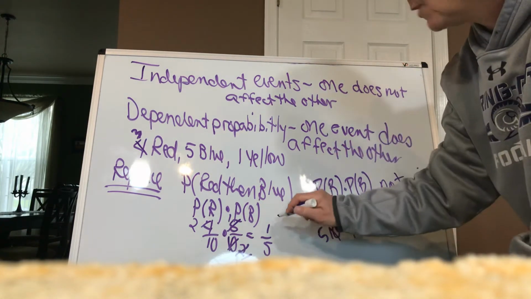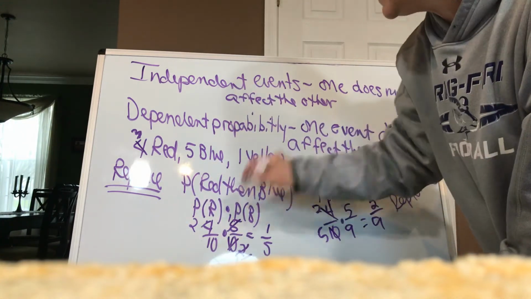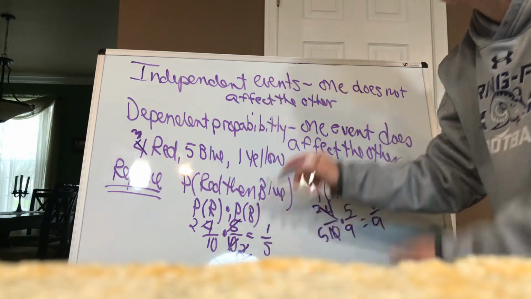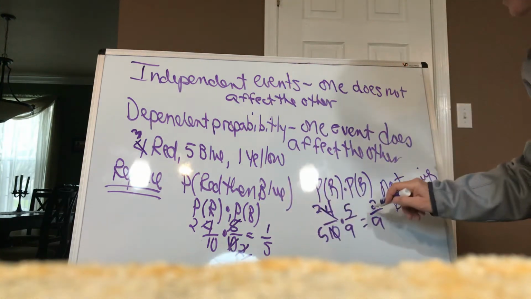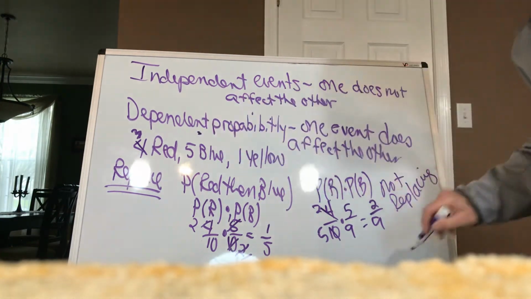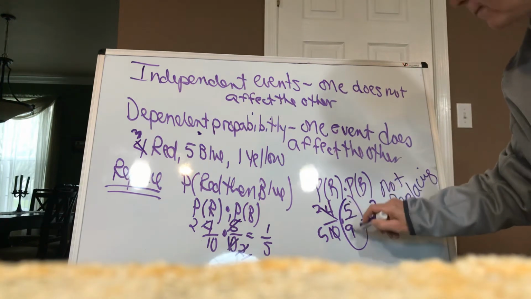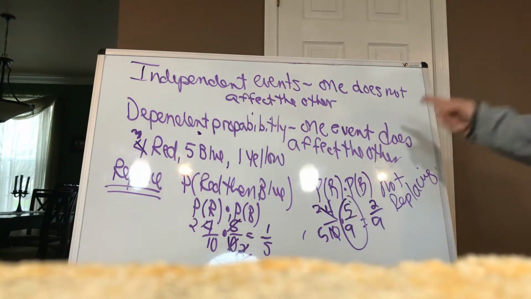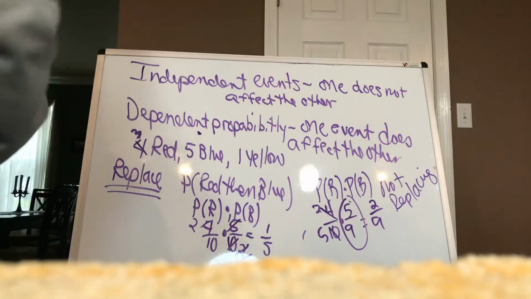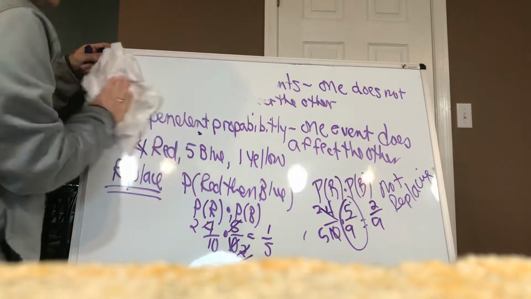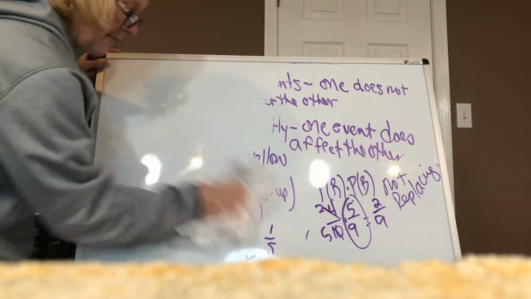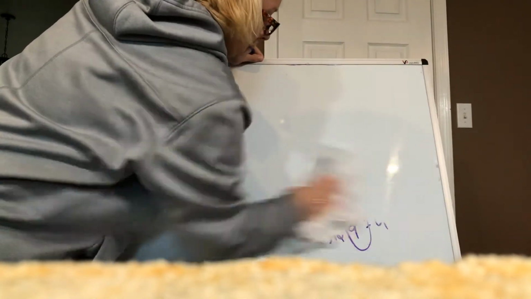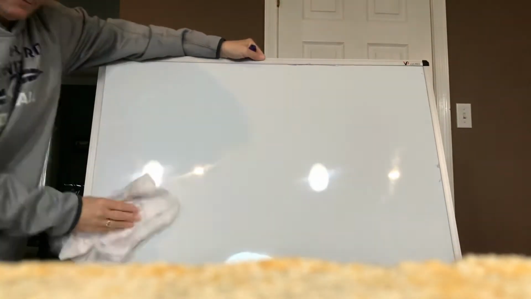This first one is called independent, because the first one does not affect the second one because there's the same amount of marbles. This is dependent because my second probability was affected by what happened on the first one. There were only 9 marbles left. That is the difference between dependent, one affects the other, and independent, one does not affect the other. But you still multiply the probabilities.